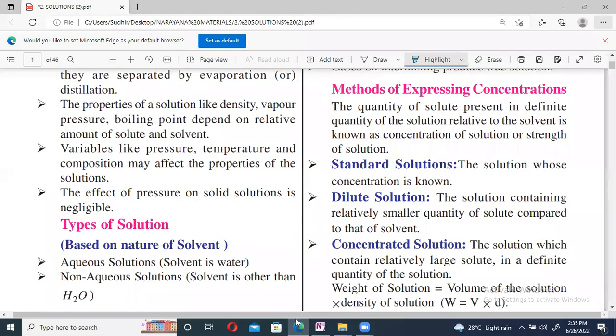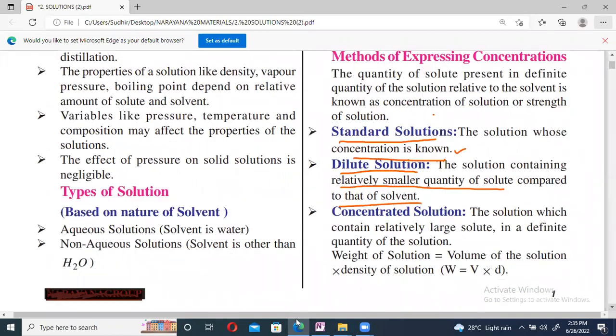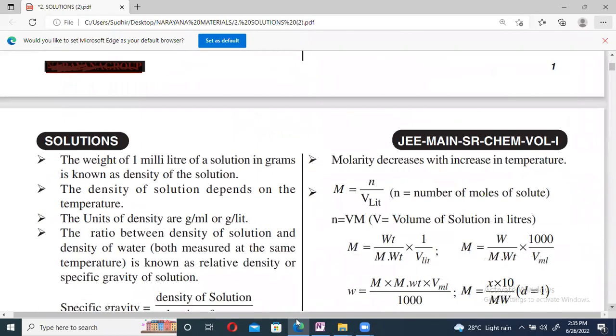The first one they gave here is the standard solution. A solution whose concentration is known is called a standard solution. What is a dilute solution? It is a solution containing a relatively small quantity of solute compared to that of solvent. What is a concentrated solution? A solution which contains relatively larger solute in a definite quantity of solution is called a concentrated solution, right?